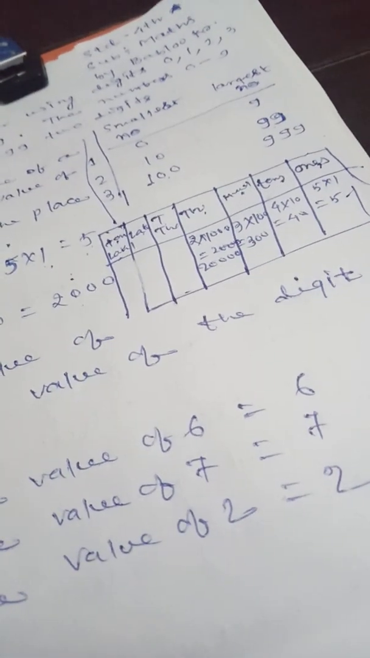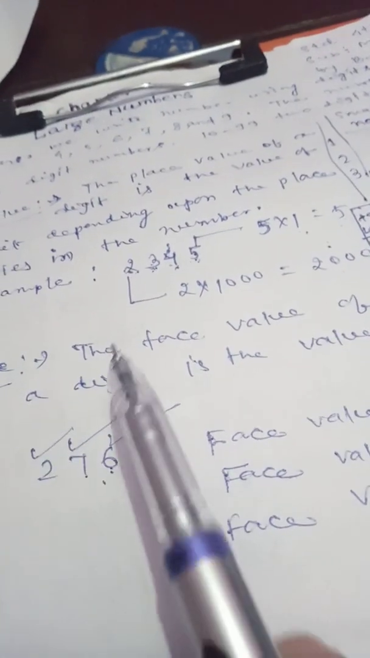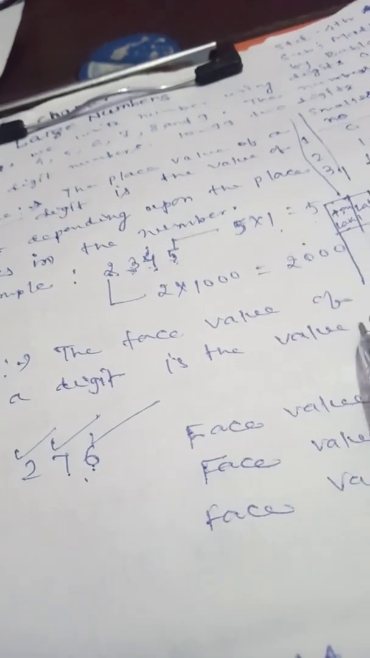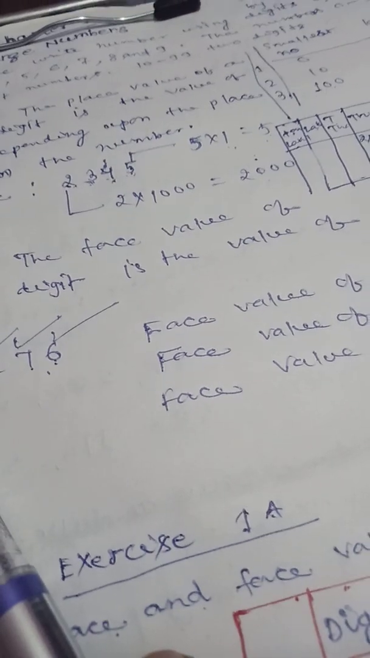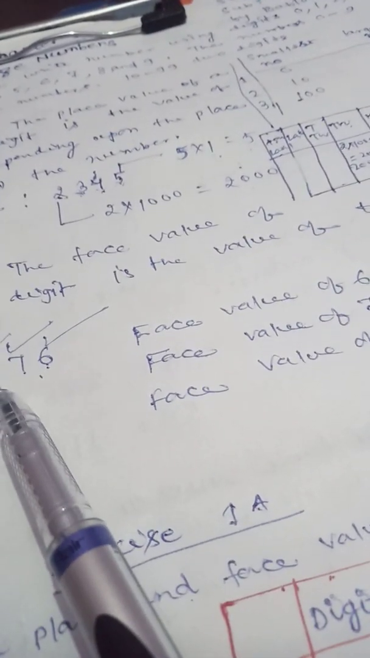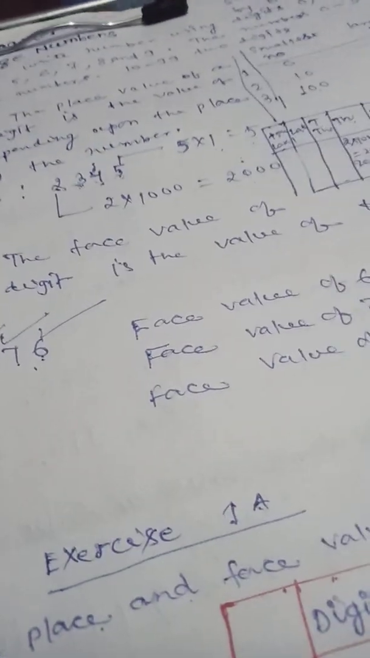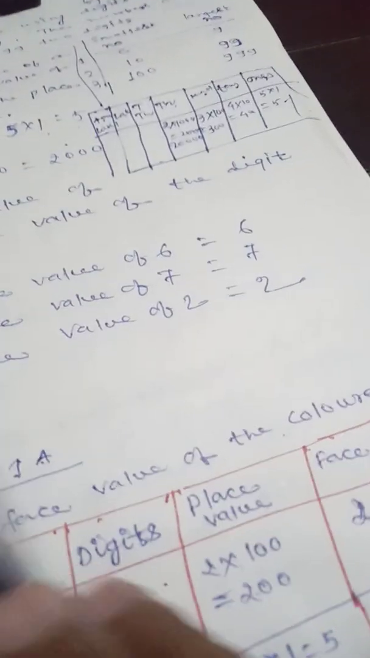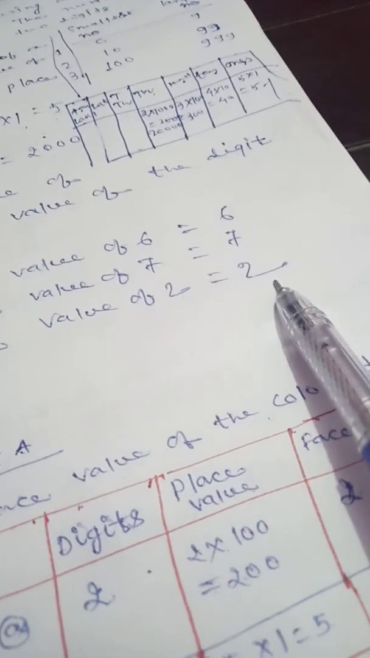digits. Now what is face value? The face value of a digit is the value of the digit itself. For example, you have to find the face value of all digits of the number 276. So the face value of 6 is 6, the face value of 7 is 7, and the face value of 2 is 2.